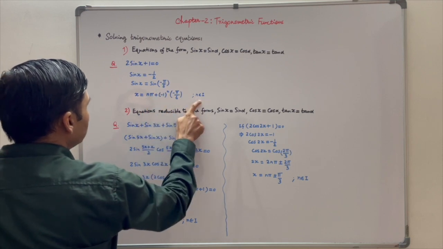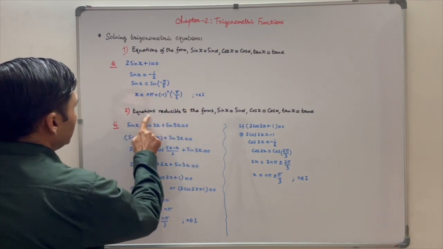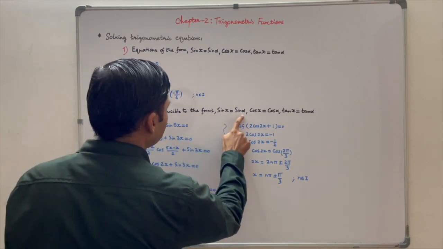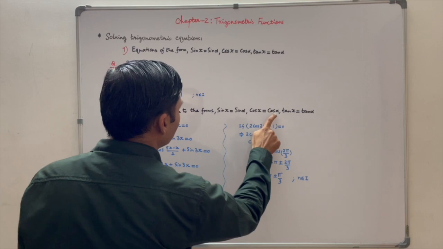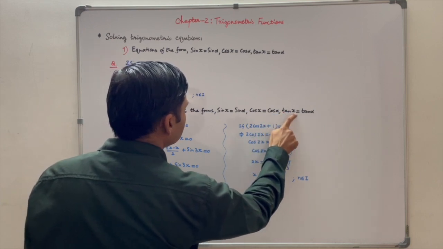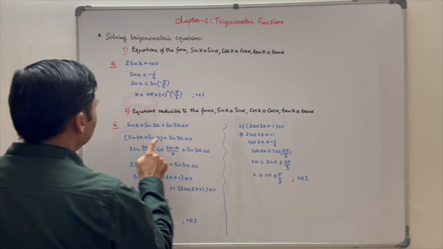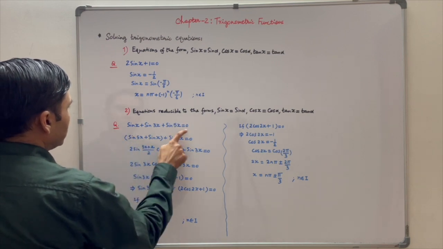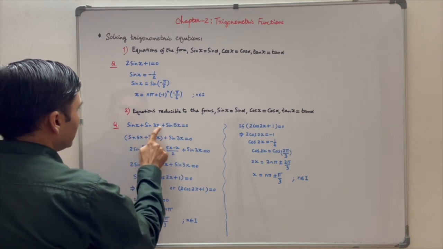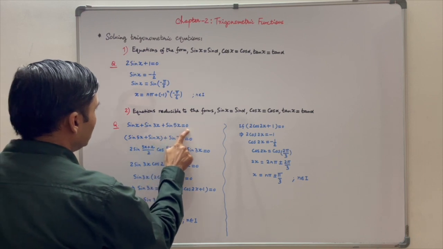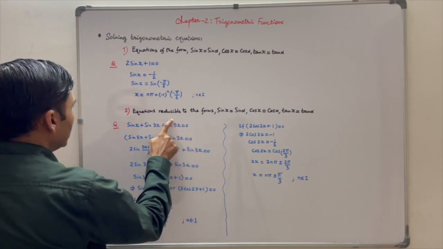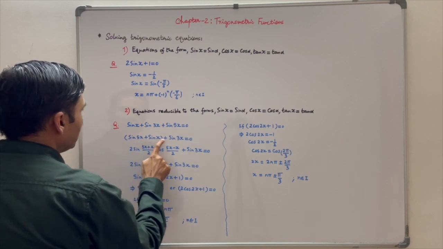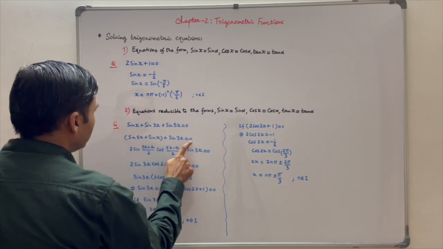Here n is integer. Second type, equations reducible to the forms sin x is equal to sin alpha, cos x is equal to cos alpha, or tan x is equal to tan alpha. Let us see this question. Now we have to solve this trigonometric equation. Sin x plus sin 3x plus sin 5x is equal to 0. We can combine these two. So sin 5x plus sin x plus sin 3x is equal to 0.